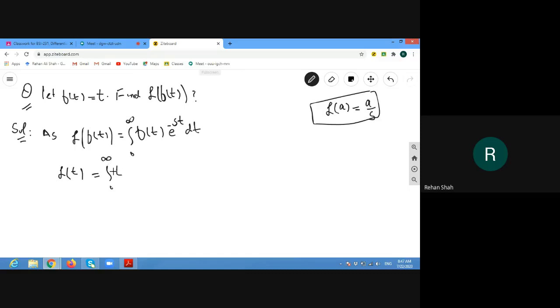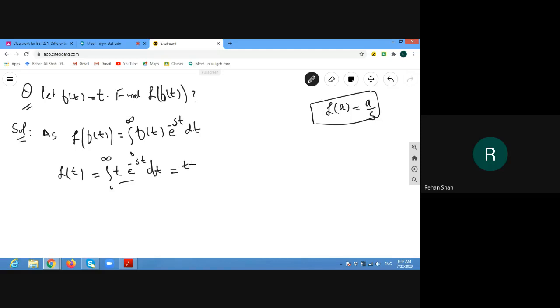What is f of t? F of t is t. This will become the integral of e power minus st into d of t, which is equal to g. You will perform integrating by parts. What is integrating by parts?